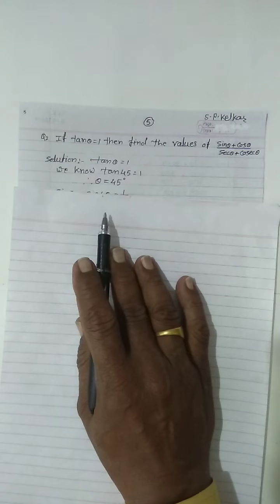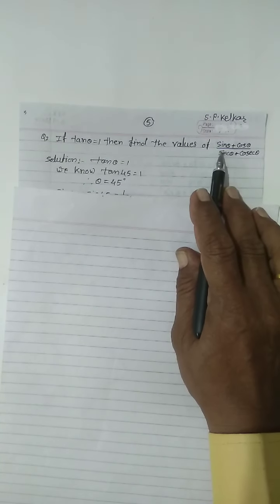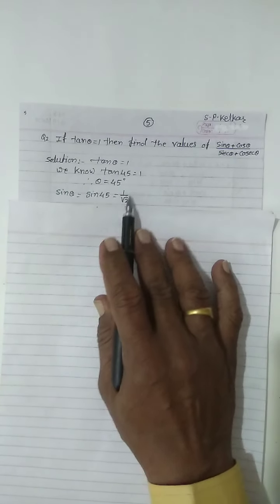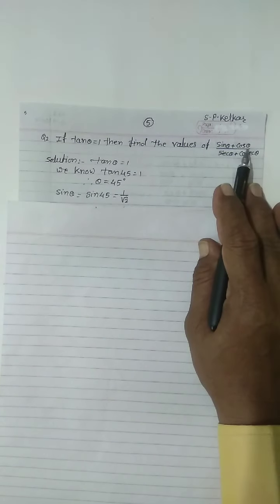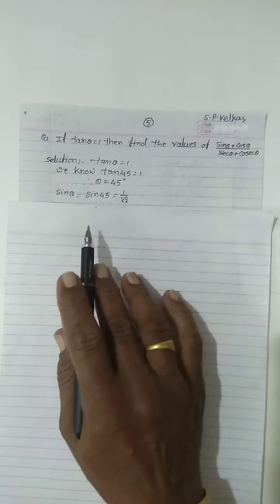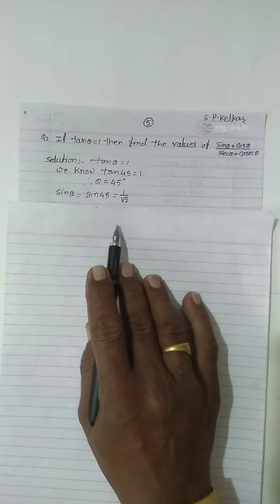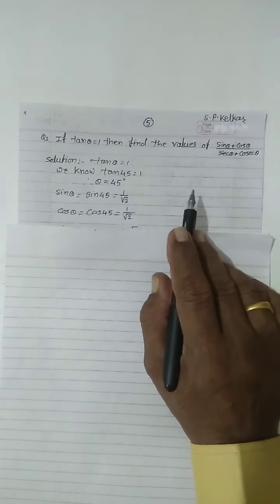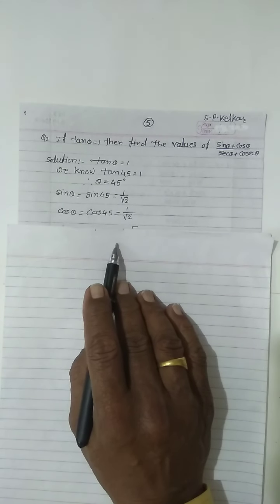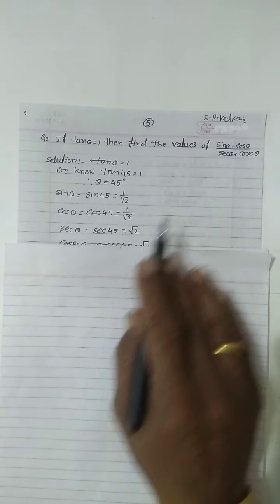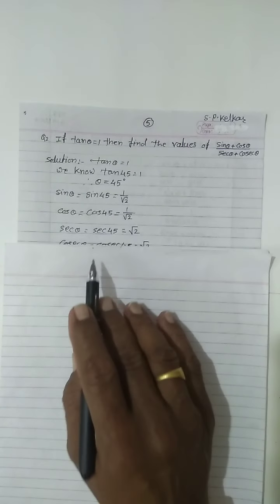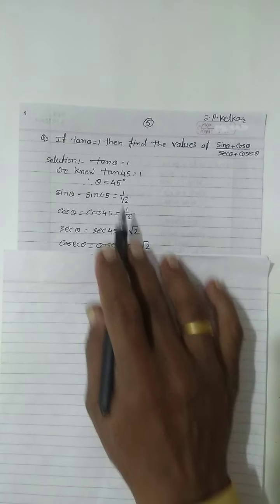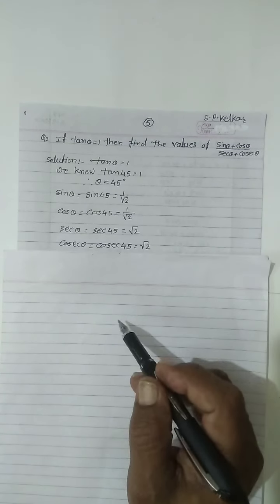Then the value of sin theta, that means sin 45, equal to 1 by root 2. Cos theta equal to cos 45, its value is 1 by root 2. Then sec theta equal to sec 45 and the value of sec 45 is root 2. Then cosec theta equal to cosec 45 and the value of cosec 45 is root 2. Put these values in this equation and solve it.